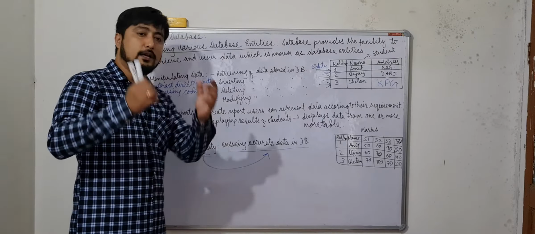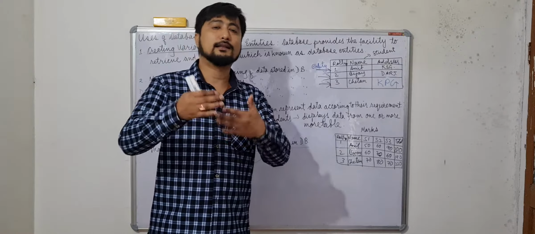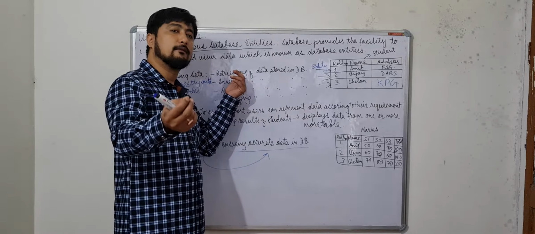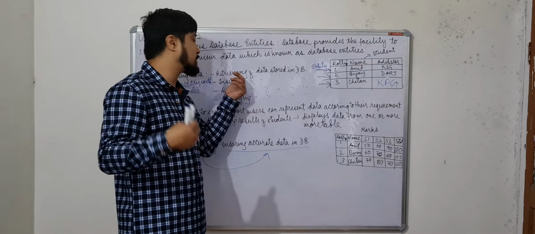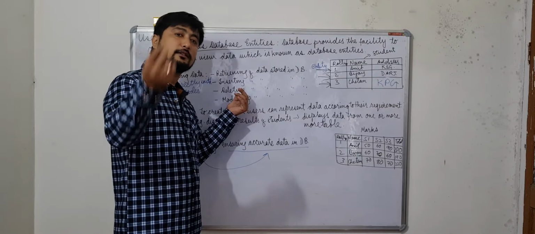So these are some uses of database. Let's recap. The very first one is creating various databases, meaning creating various records. With the help of the database you can store different records. Next, manipulating data means manipulation of the data in the table. The first manipulation is retrieving or searching. Next is inserting new data. Third is deleting values from the table.